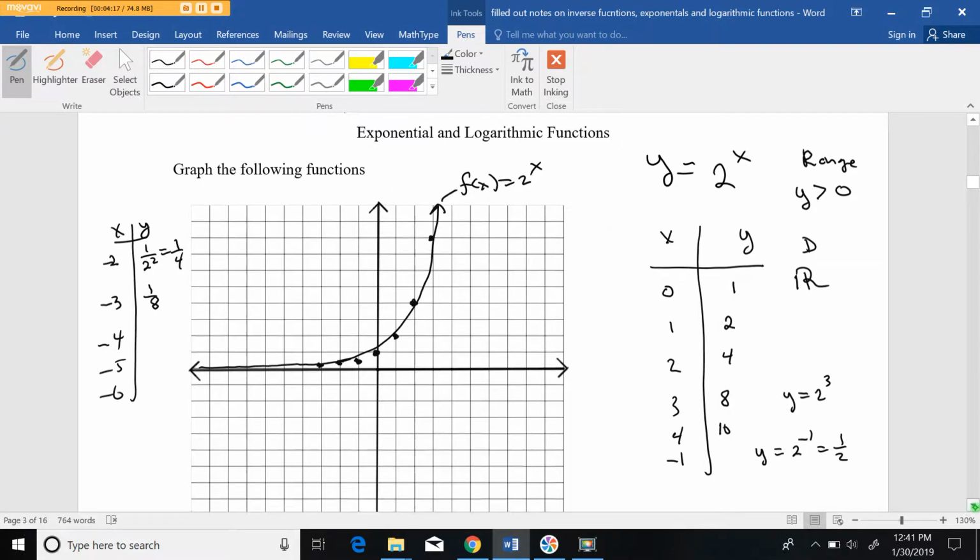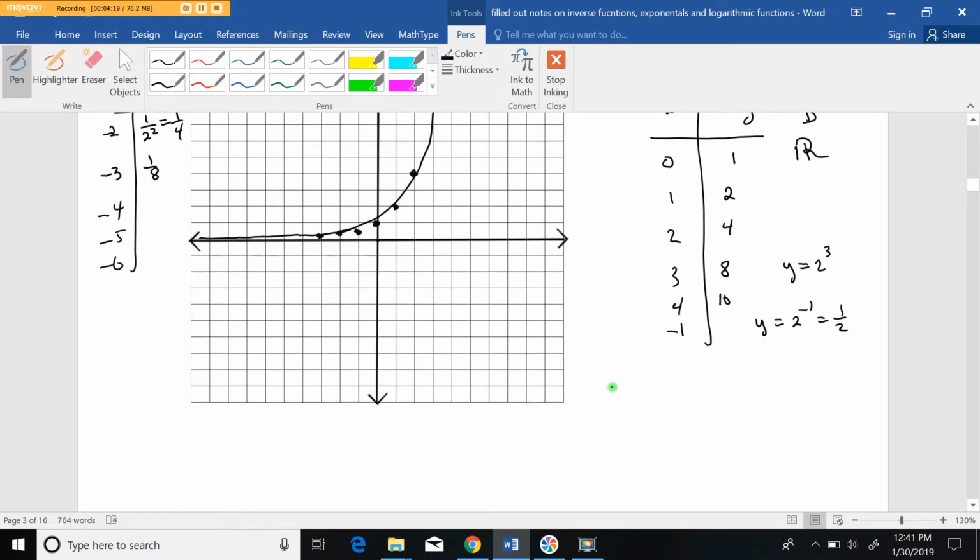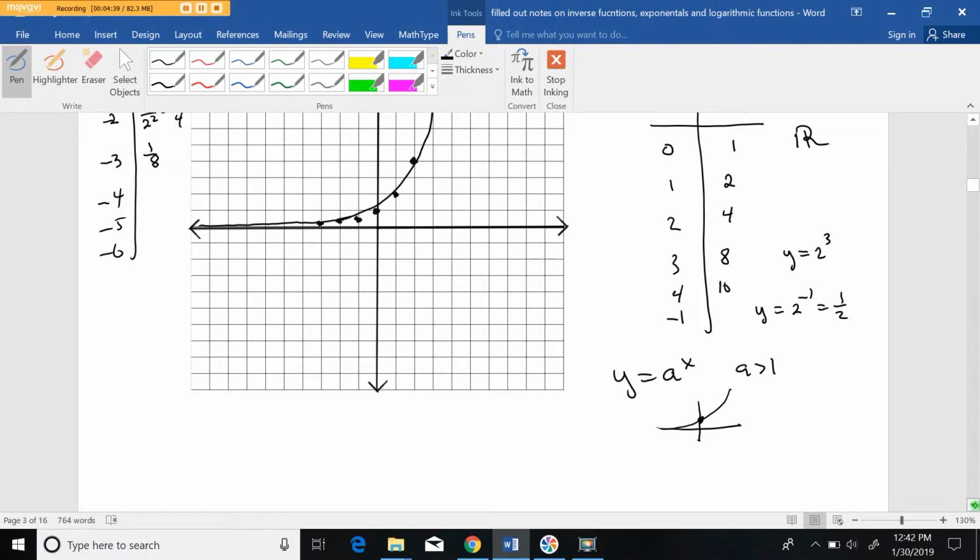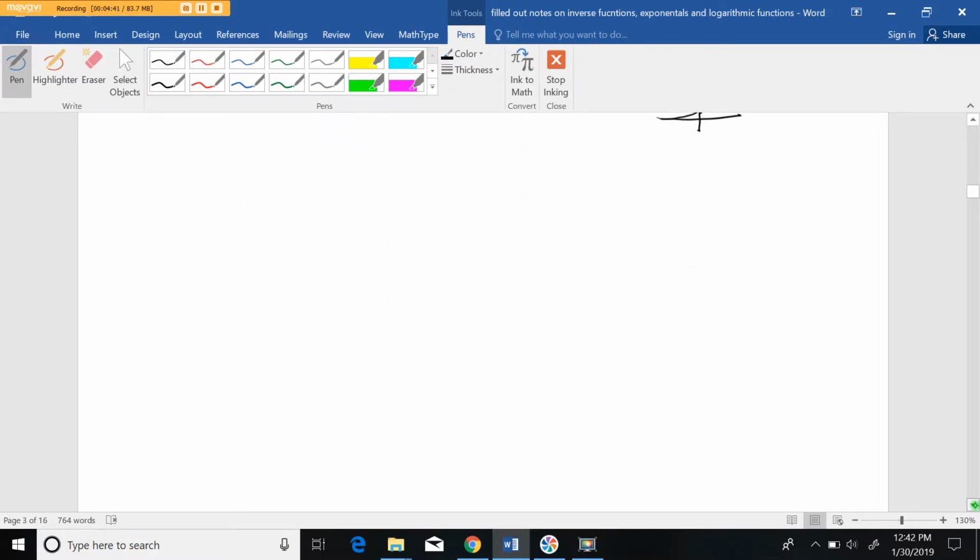Anything that is in this form, y equals a to the x, where a is bigger than 1, will have this type of shape to it. It will go through the point 0, 1, and it'll get bigger as we go to the right. The domain of anything that looks like this will be all real numbers. Range will be y greater than 0. Let's take a look at another one.